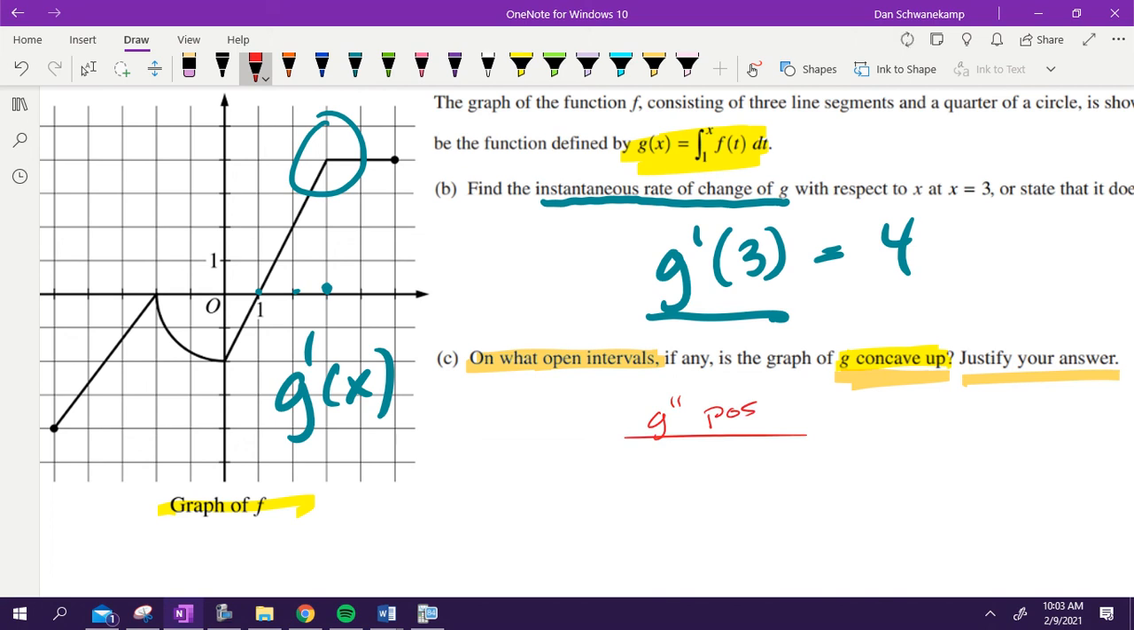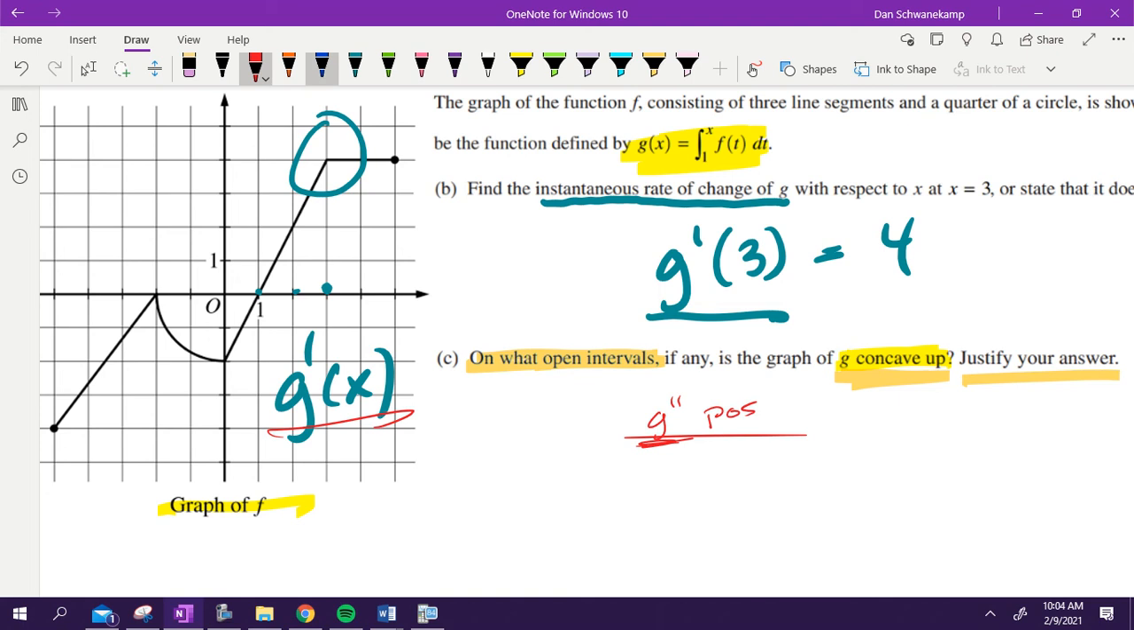This is a graph of g prime. What am I looking for on a g prime graph to talk about g double prime? If I want to talk about the derivative of this graph, what am I looking for on this graph? The slope. Okay, because this is g prime, I want to talk about g double prime. I want to talk about the slope. And obviously, I want the slope to be positive.